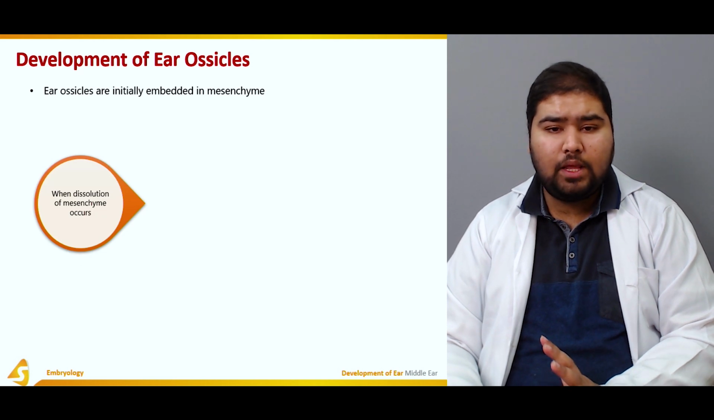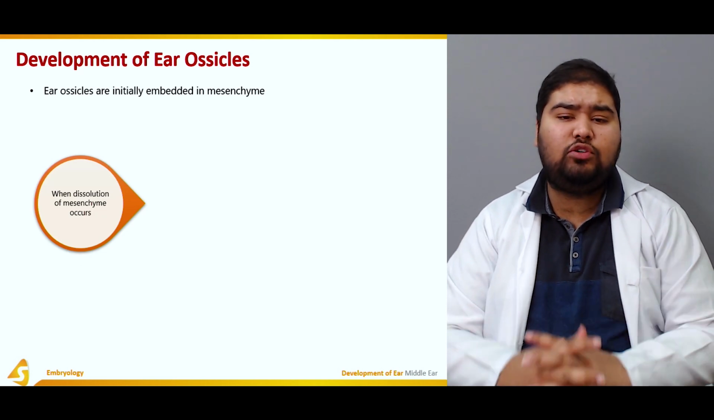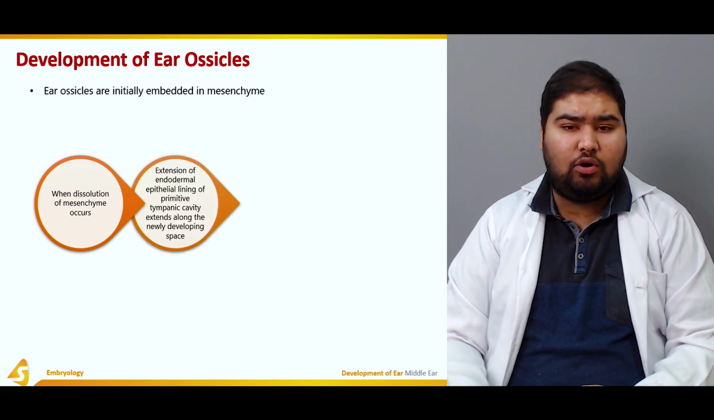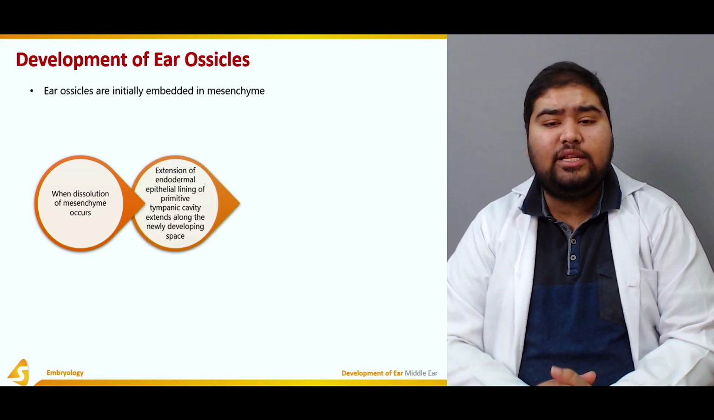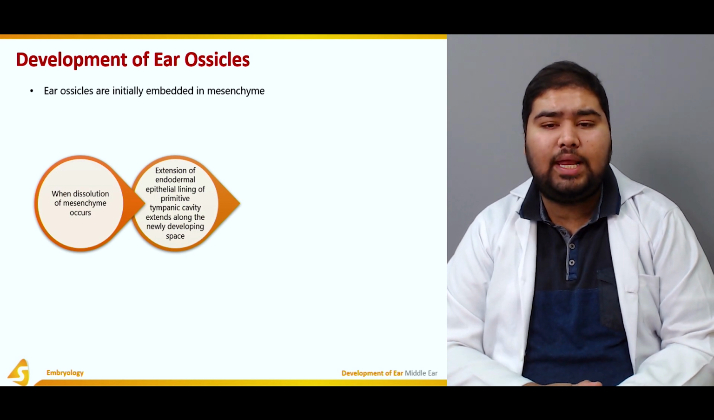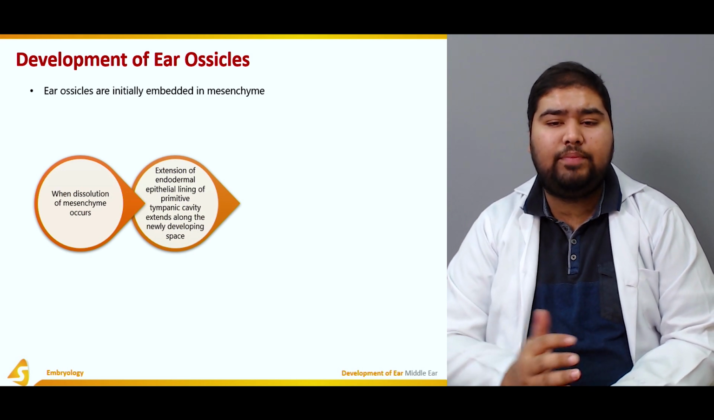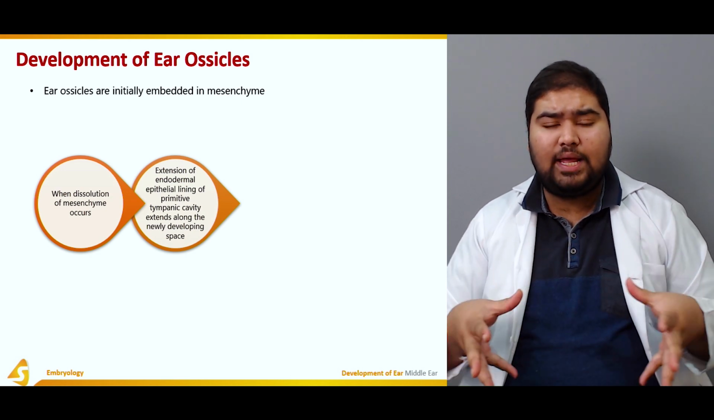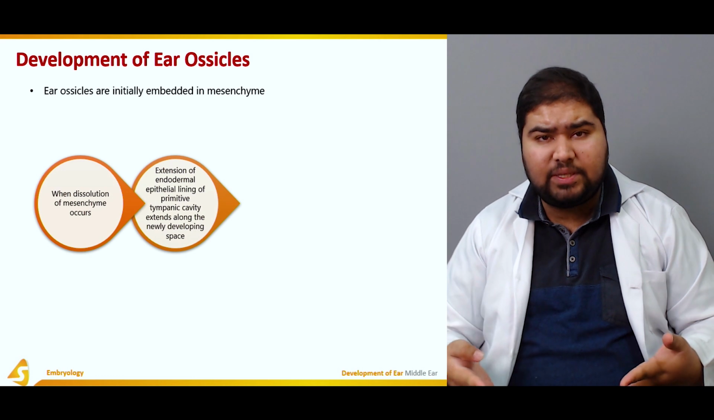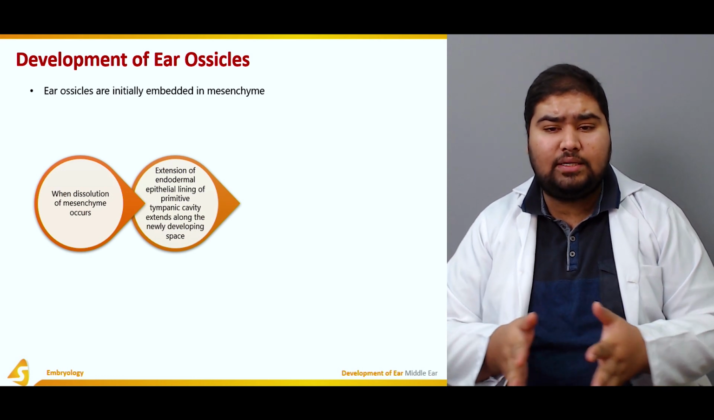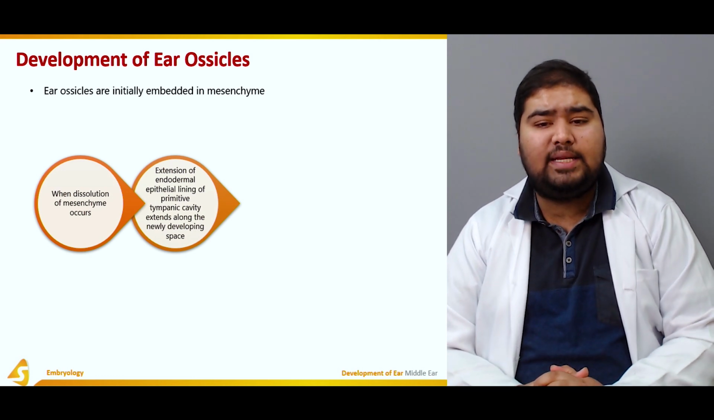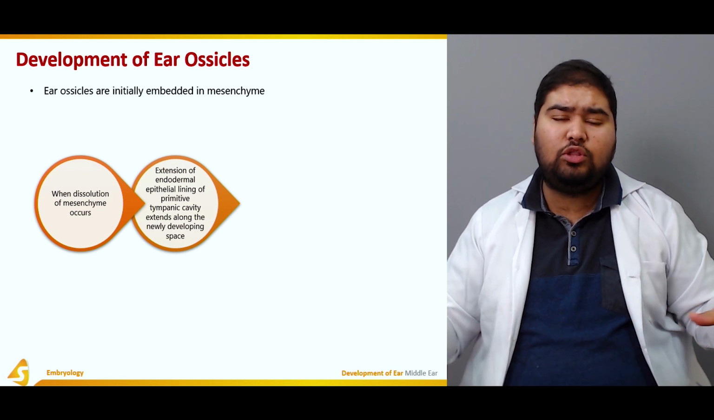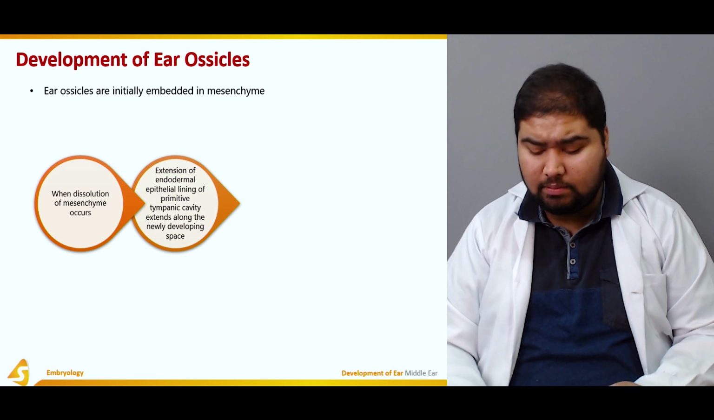Now, what happens? There's dissolution of the mesenchyme that is surrounding these ear ossicles. Now there's extension of the endodermal epithelial lining of the primitive tympanic cavity. So the endodermal lining, which was lining the primitive tympanic cavity, now undergoes extension and extends along the newly developing space. It is now encroaching on the newly developing space, this endoderm.